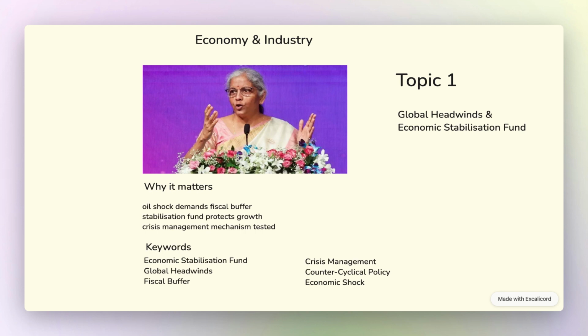Economic stabilization fund is basically a government reserve for counter cyclical spending during economic crisis. Global headwinds: international economic challenges affecting domestic growth and stability. Fiscal buffer: government financial reserves available for crisis response spending. Crisis management: institutional mechanisms for responding to economic shocks and downturns. Counter cyclical policy: government spending increasing during recessions and decreasing during booms. Economic shock: certain external events like oil price spikes disrupting economic stability.